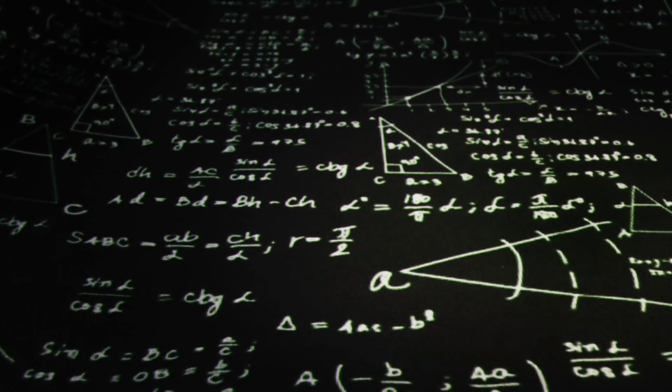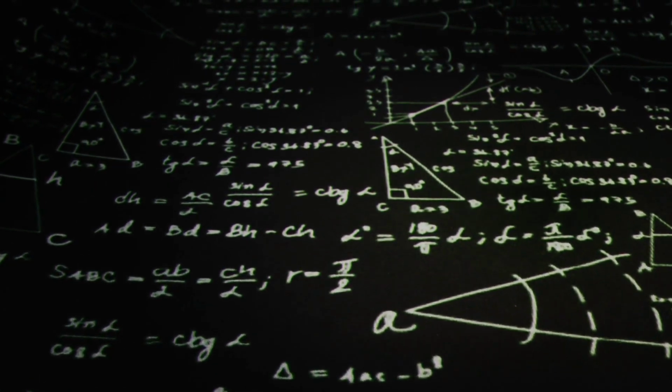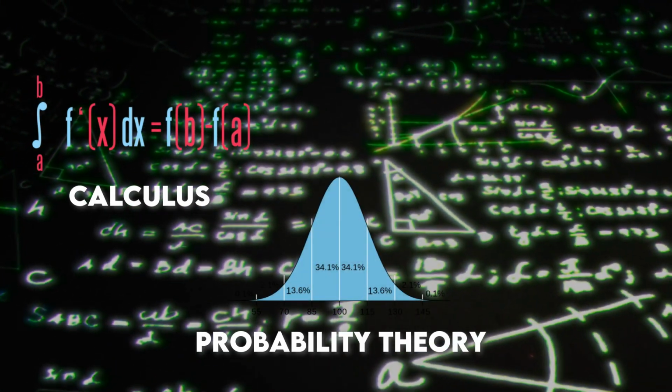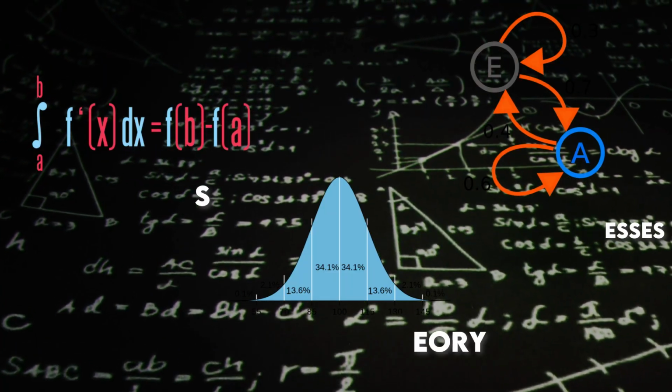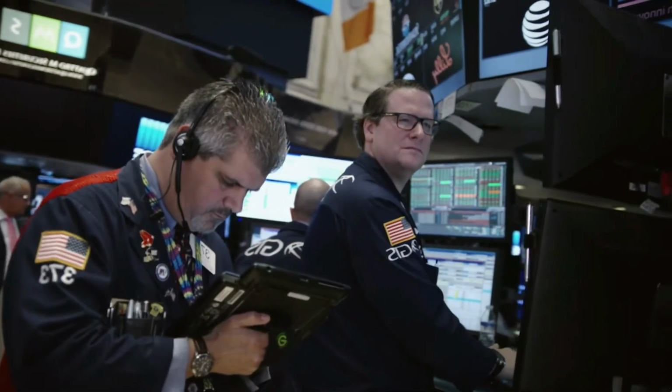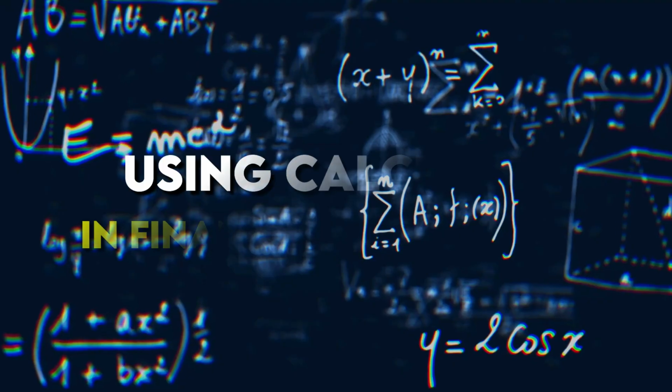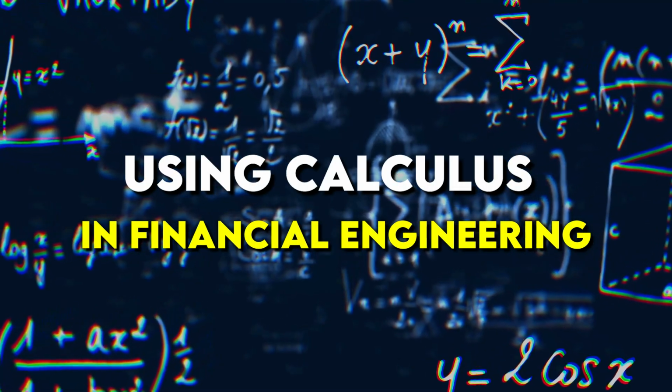Three important areas of math that are used in financial engineering are calculus, probability theory, and stochastic processes. These are the tools that help experts build models and techniques for making sense of complex financial systems. Using calculus in financial engineering.